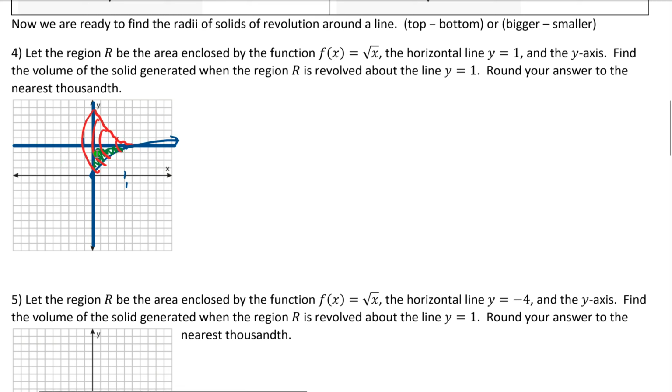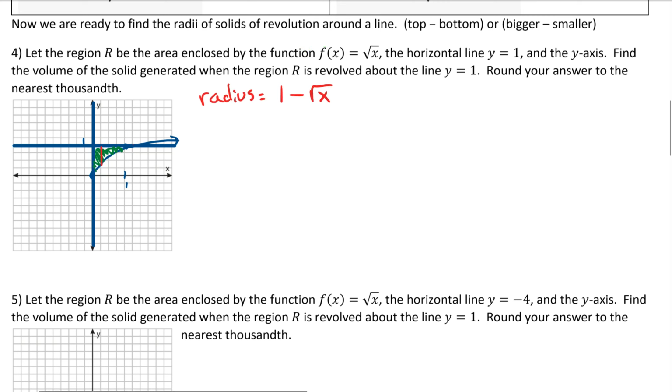And so we got to figure out the radius of that thing. And so to figure out the radius of that, we're going to need to know this horizontal distance here. And so the radius will just be the top one minus the bottom one. So it'll be 1 minus the square root of x.